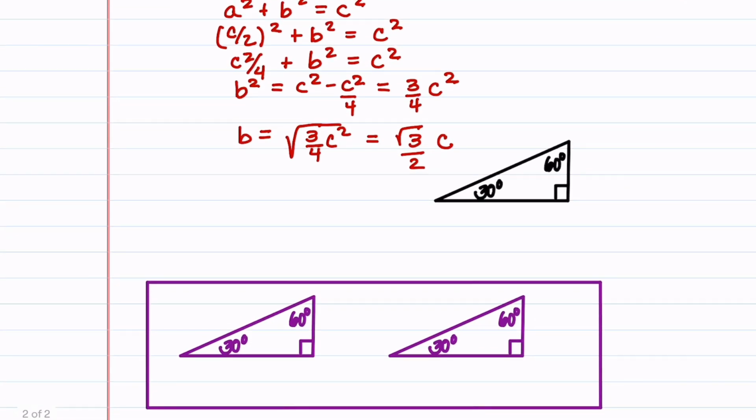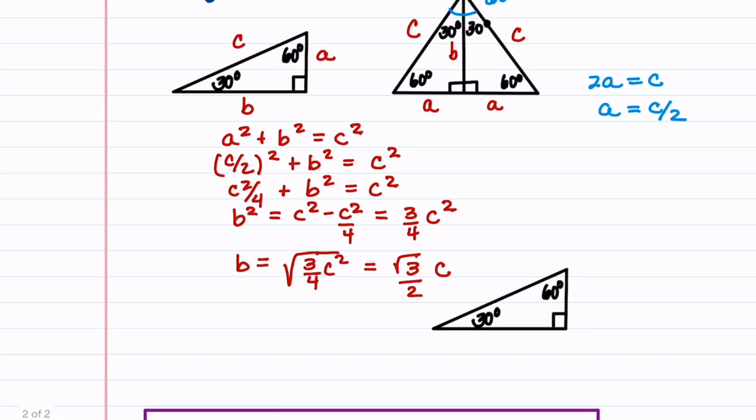Let's now put these values on our triangle. The side opposite the 30 degree angle is A, and we found A to be C over 2. The side opposite 60 degrees is B, which is square root of 3 over 2 times C, and then our hypotenuse is C.